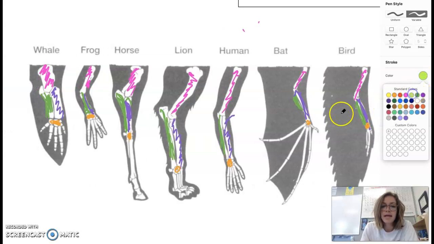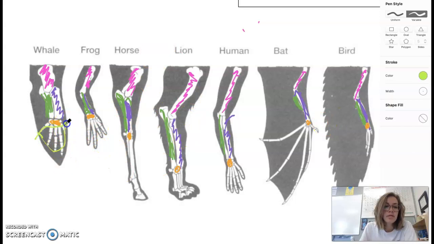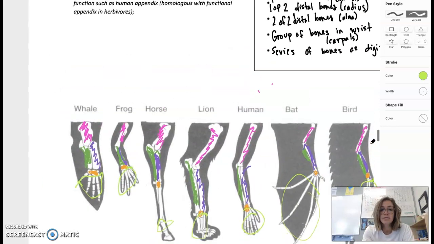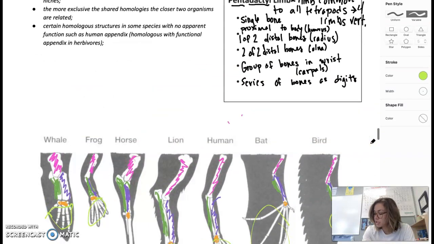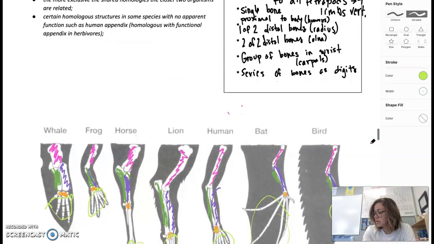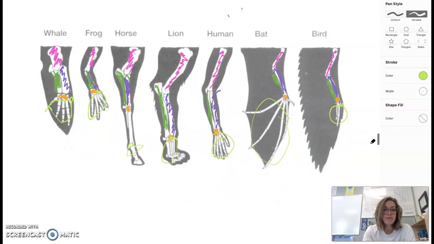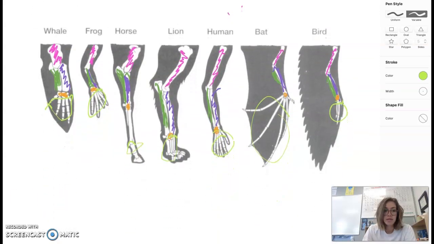And finally, we're going to have our digits, right? The metacarpals and the phalanges. So each of these all have some form of a digit. And so that's going to match up our homologous structures for the pentadactyl organisms. And so even though these have very different functions, right? Like these each, for the whale and the frog, these aren't used for walking, right? These are fins for swimming.